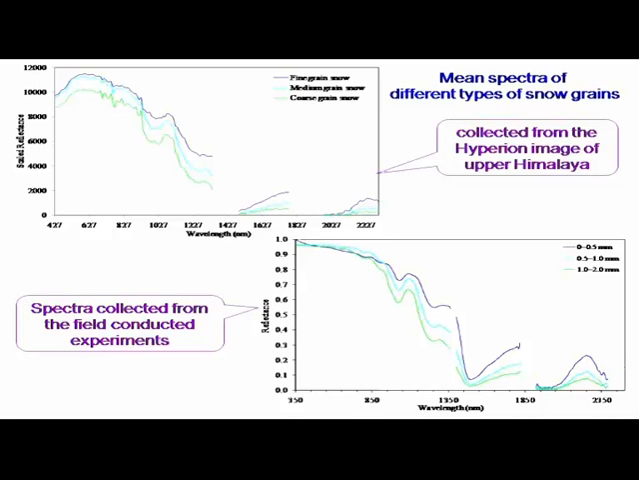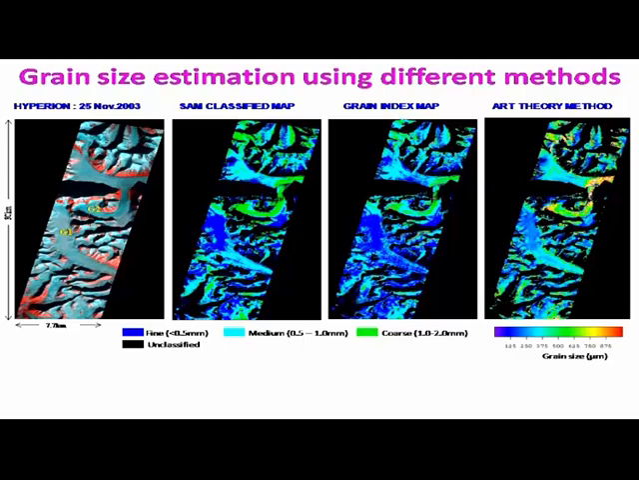These are the means of those end members you can see here, and these end members were collected with the help of the spectral library we have generated from our field-conducted experiment. Based on that we generated this library and estimated the grain size using the SAM method. So this is the SAM classified map.